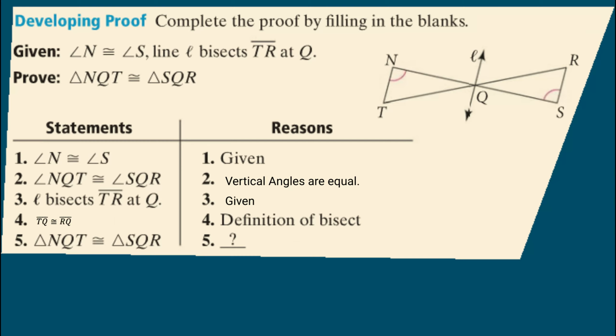Now, with all this given information that we have, angle side is going to help us to prove that the two triangles are now congruent.